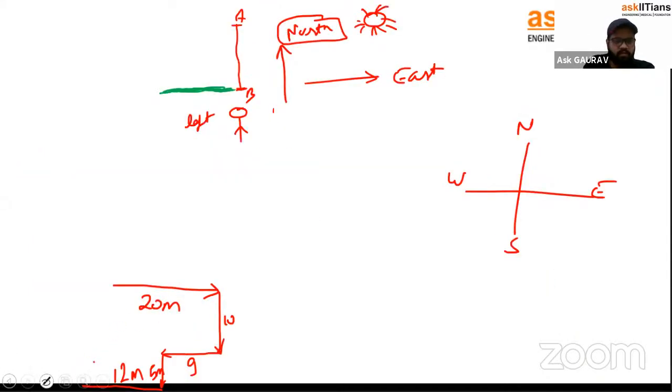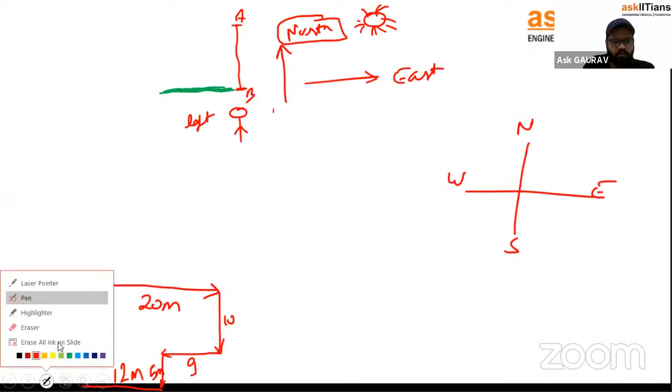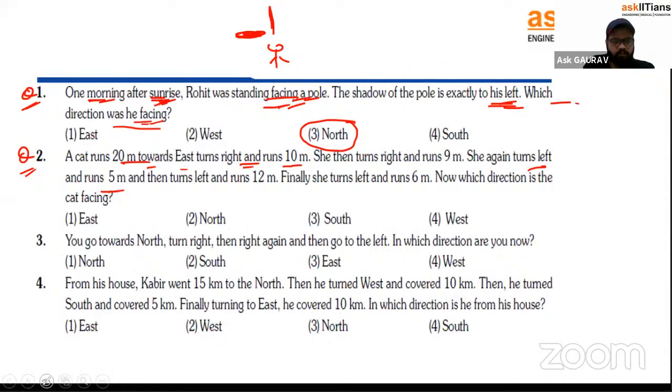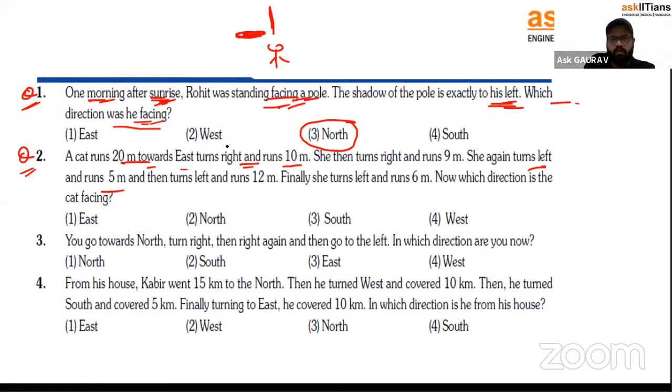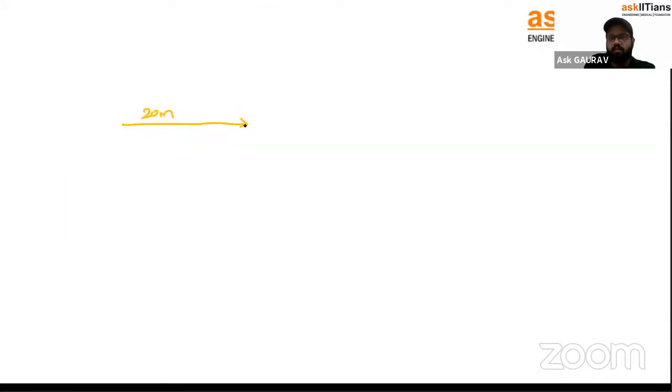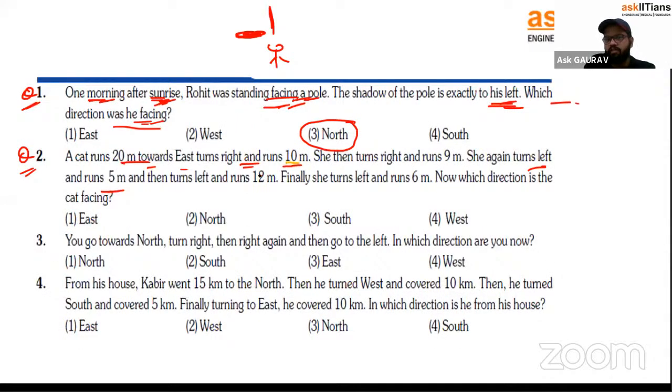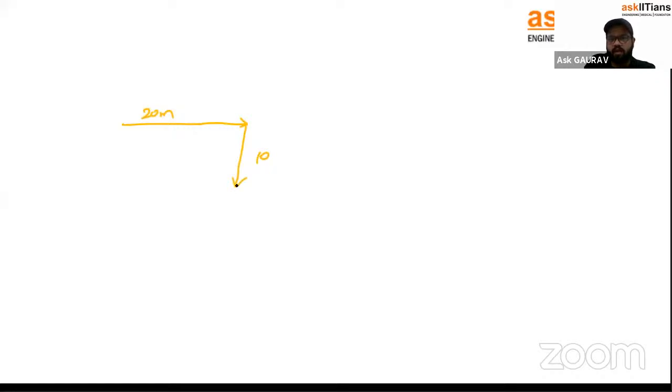Okay. Let me just erase all these. See the question now. A cat runs 20 meters towards east. So this is 20 meters towards east. Then he turns right and runs 10 meters. What is right from here? Right will be below. Then she turns right and runs 9. What is right here? This is 9.